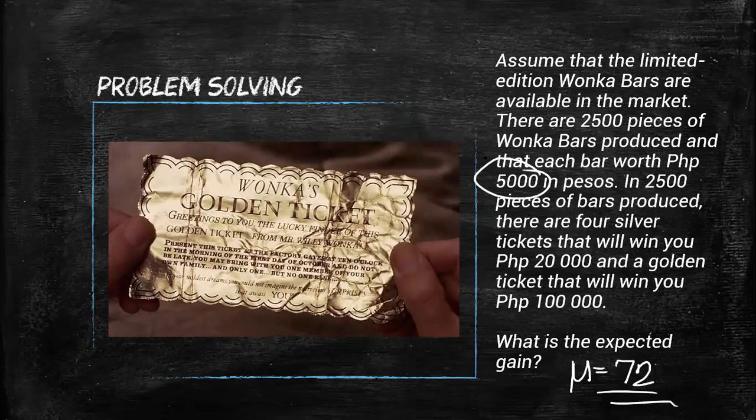Kasi isipin mo magkano kada bar? 5,000 pesos. Oo nga. Diba? Lucky, grabe. Sige nga, i-compute natin. 5,000 times 2,500. Ilang milyon yan? Parang gulat na gulat si Luis. Nakaisip siya ng idea. O ilan yun?